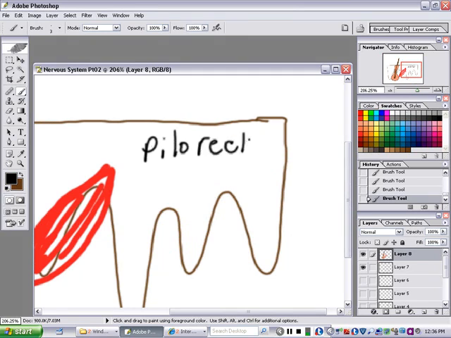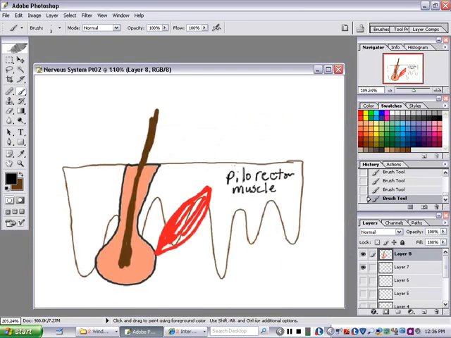Does anybody remember that from A&P? Excellent. That's called a pilorector muscle. And so whenever you're faced with a very stressful situation, your hair is going to stand up all over your body. Now, I have a question for you all. Why? How is that going to help you deal with a stressful situation? Anyone? Yes. Exactly. He said it's a defense mechanism to make you look bigger.